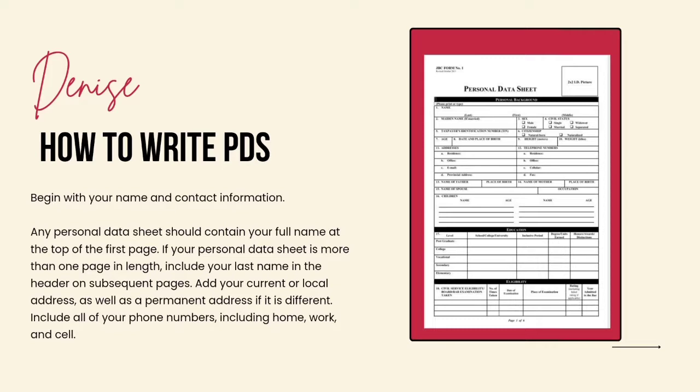So you will also put your current or local address as well as your permanent address if it is different from your local one. So you will also put all of your contact information or all of your numbers. For example, you are using a different number for work, for home, and for your personal cell phone.